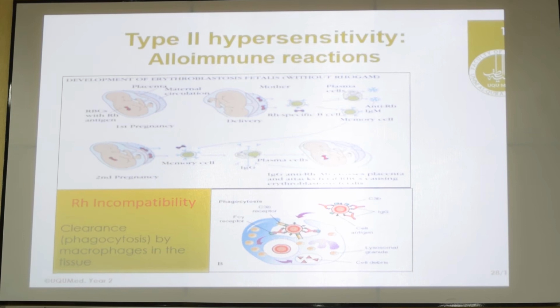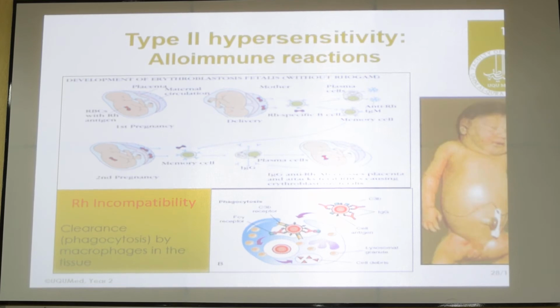Another condition is Rh incompatibility. You have heard this? Yes. So the mother is Rh negative, the baby is Rh positive, antigen seeps from the baby into the mother, antibodies are produced, then those antibodies come back and attack the baby in the next pregnancy, not the first one. And this is how the patient looks.